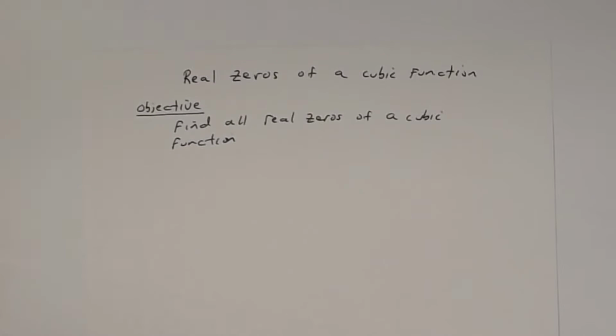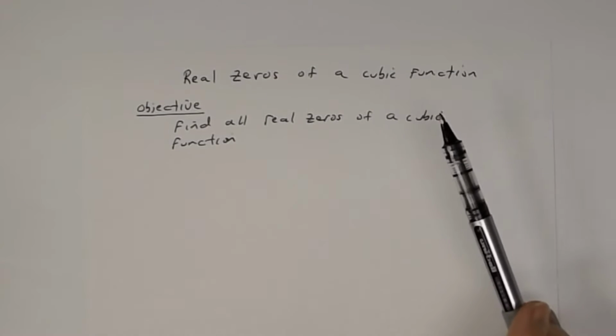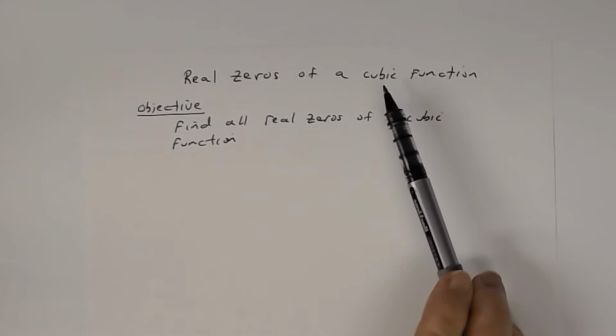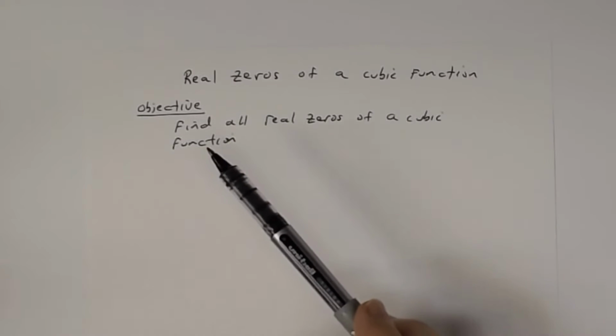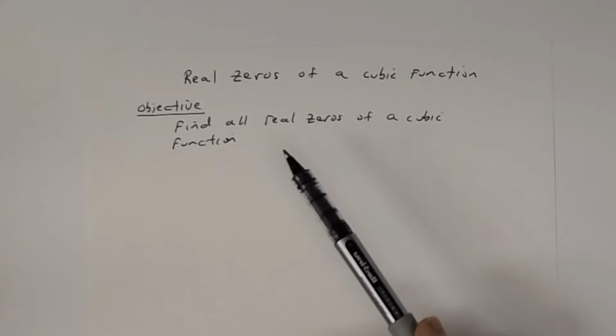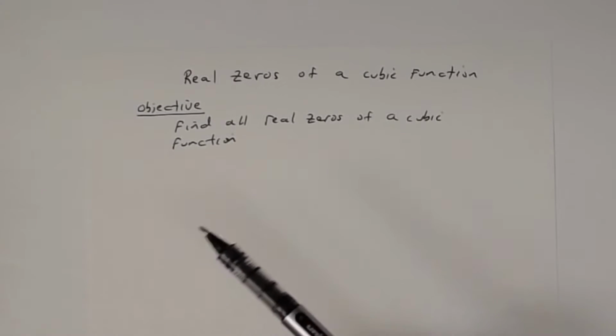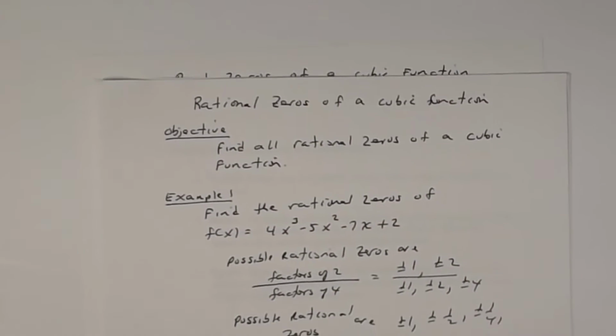In this lesson, we're going to look at finding real zeros of cubic functions. So we're going to focus just on functions with degree 3. And so the objective here is to find all real zeros of a cubic function. Now, this is a continuation of a previous lesson.